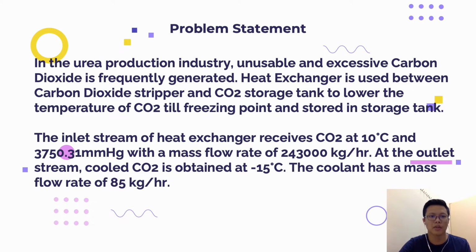The inlet stream of the heat exchanger receives CO2 at 10 degrees Celsius and about 3,750 mm Hg of pressure, with a mass flow rate of 243,000 kilograms per hour. At the outlet stream, cooled CO2 is obtained at negative 15 degrees Celsius. The coolant, on the other hand, has a mass flow rate of 85 kilograms per hour.